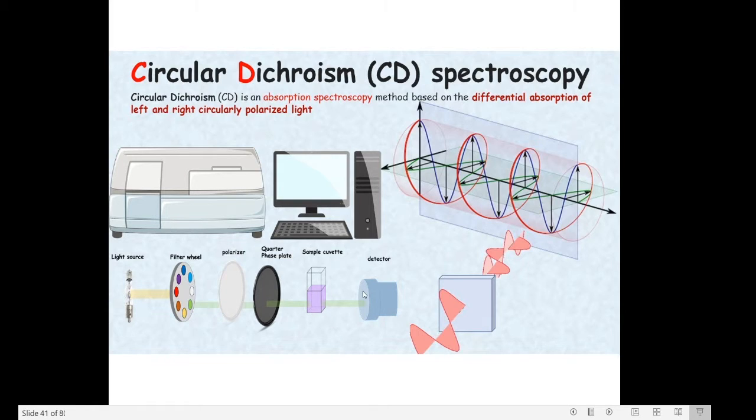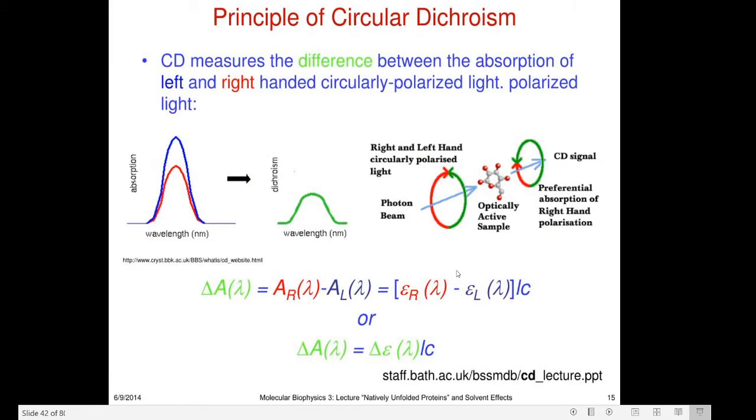All these things happen with wavelength understanding. Here wavelength, psi wavelength, you all studied. These are all sine waves. Using these sine waves we can do the experiments. Okay, this is the principle of circular dichroism.